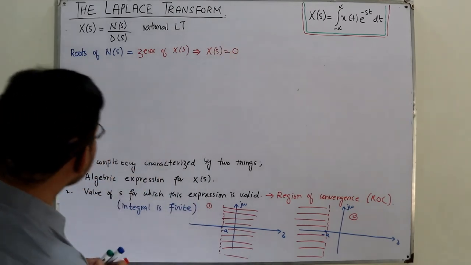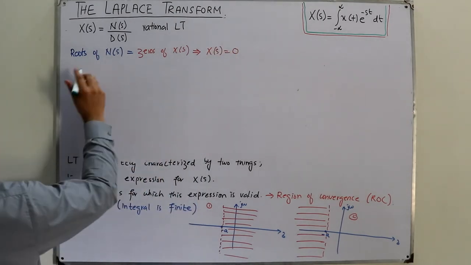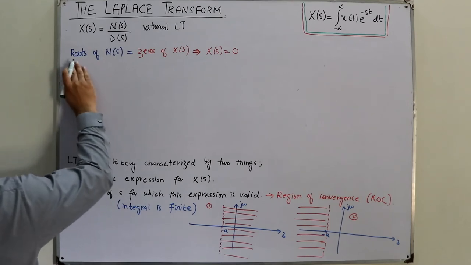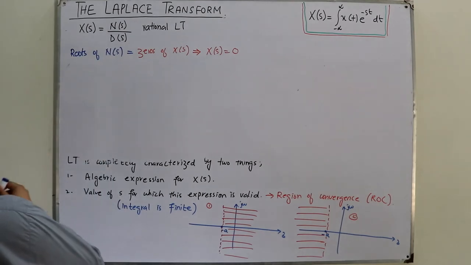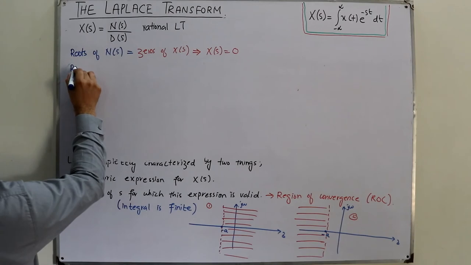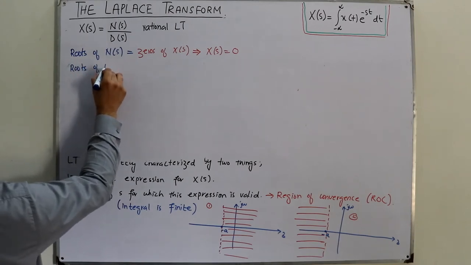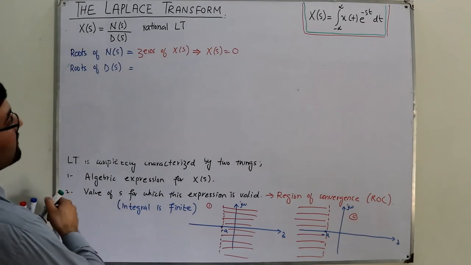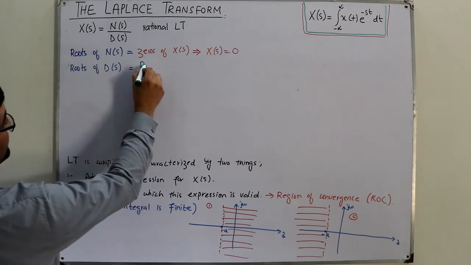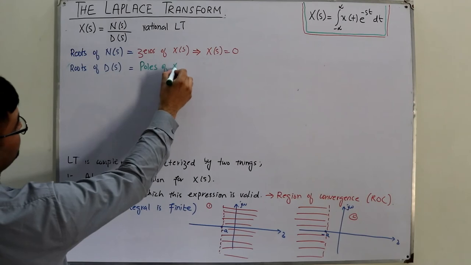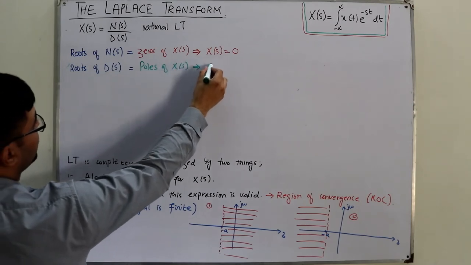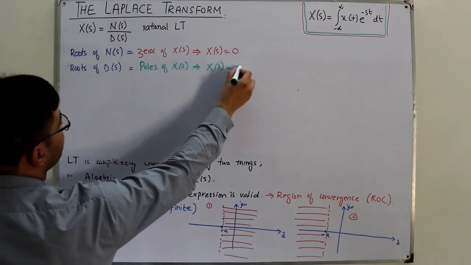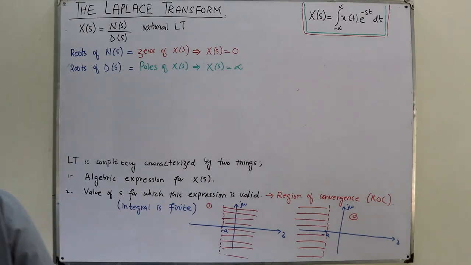Fine. Similarly, if you find the roots of the denominator polynomial, they are called the poles of the Laplace transform. And at the poles, the value of the Laplace transform would be equal to infinity.